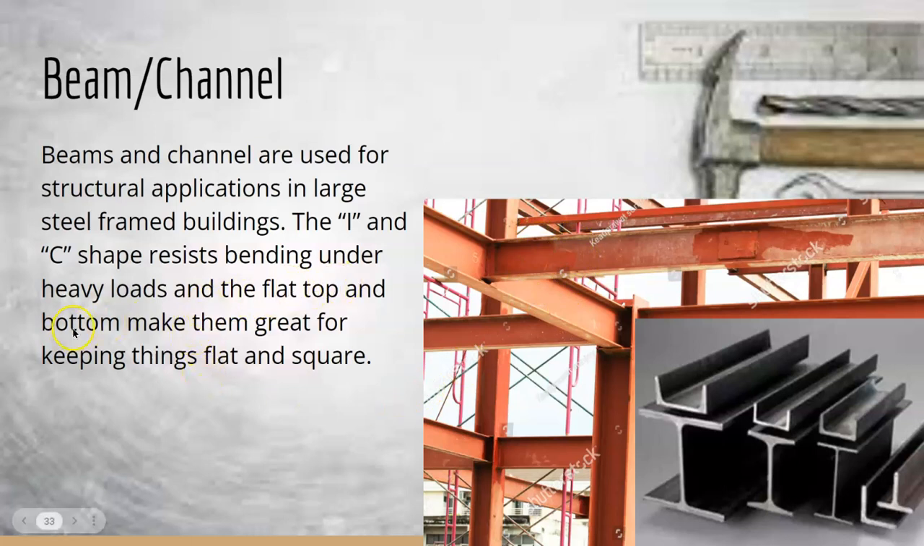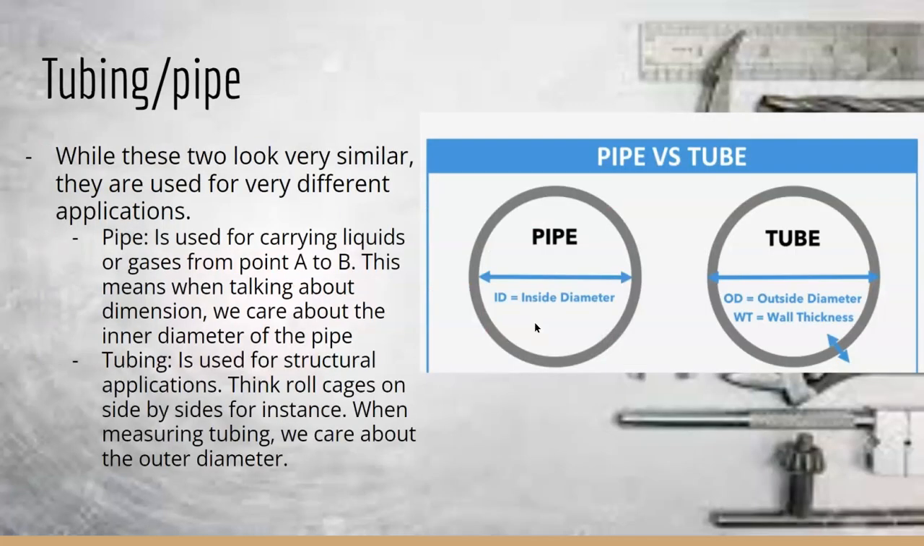And the flat top and the flat bottom make them great for keeping things square, right? You can hang lights easily off something that's nice and flat. You can put floor across nice flat tops, right? Okay, sweet. So that's beam and channel.